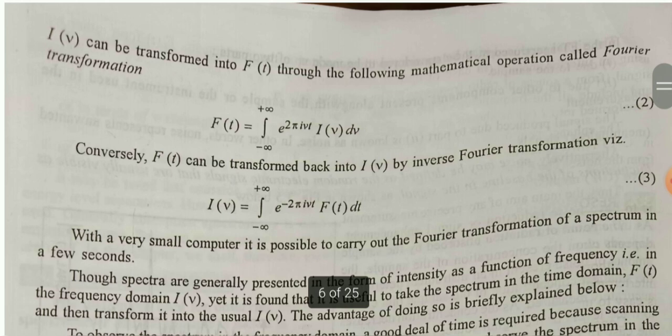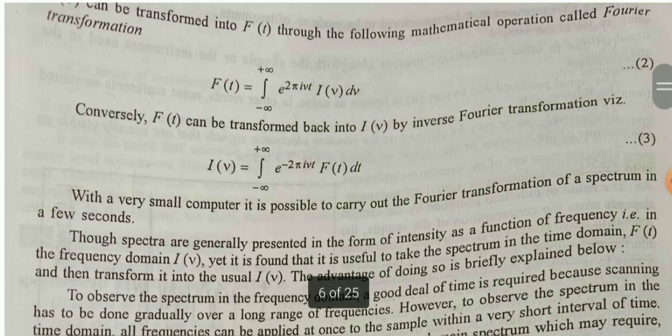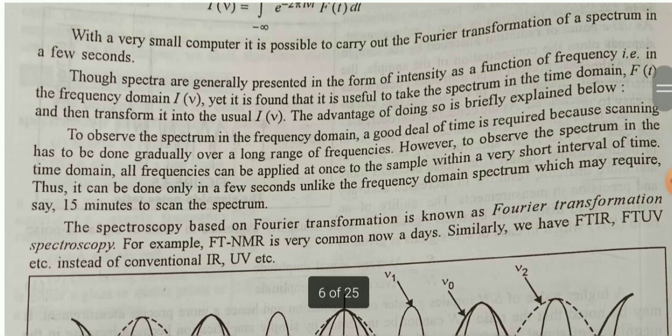I can be transformed into f through the following mathematical operation called Fourier transformation. f is equal to the integration from minus infinity to plus infinity of I e raised to the power 2 pi i v t dv. Conversely, f can be transformed back into I by inverse Fourier transformation. I is equal to the integration from minus infinity to plus infinity of f e raised to the power minus 2 pi i v t dt. With a very small computer, it is possible to carry out the Fourier transformation of a spectrum in a few seconds.